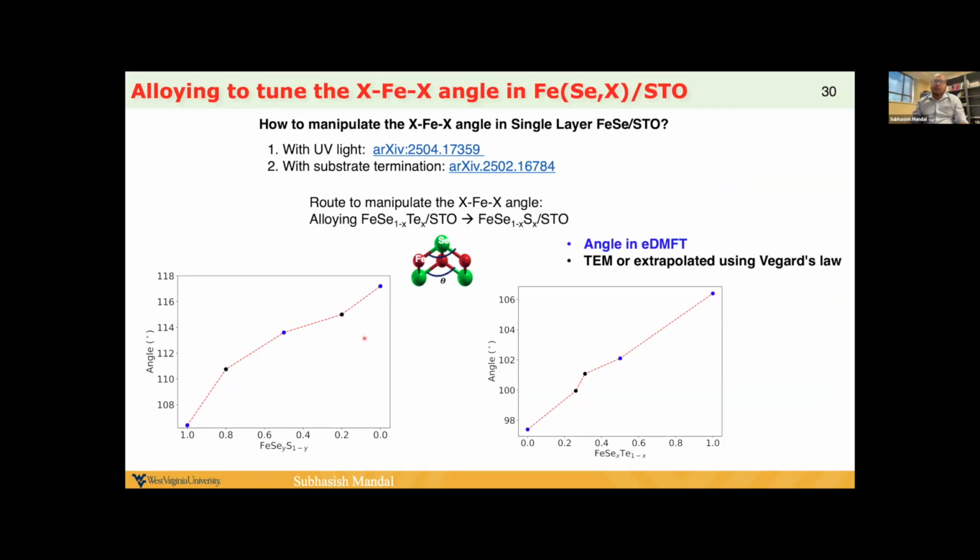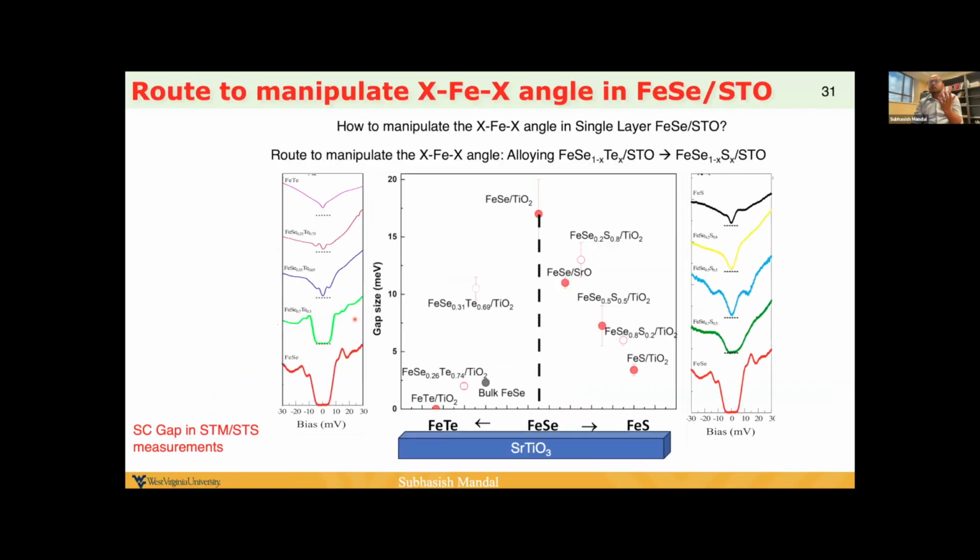And these black points are where we could not compute because they're quite large unit cell. So we extrapolated from TEM image and using the alloying law called Vegard's law. Now, next thing, what was very interesting is the following.